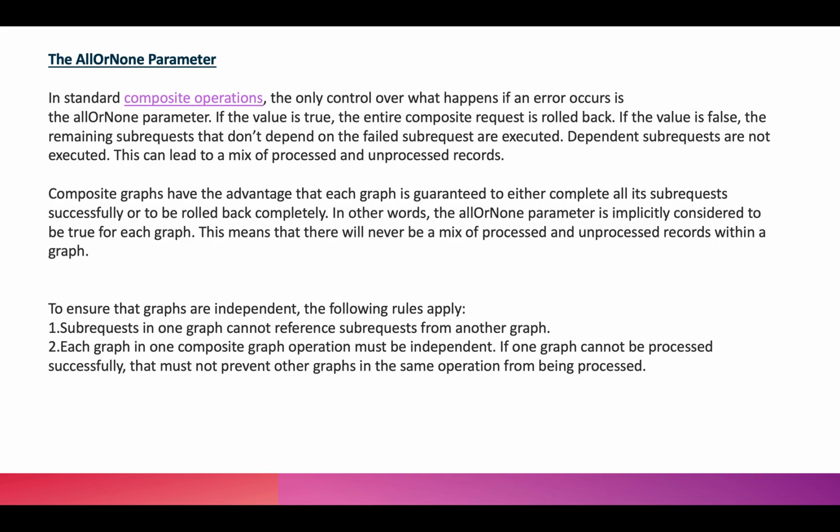Each graph in one composite graph operation must be independent. One graph that cannot be processed successfully must not prevent other graphs in the same operation from being processed. So the idea here is, if you have multiple nodes within a graph request, all those nodes should be independent of each other.